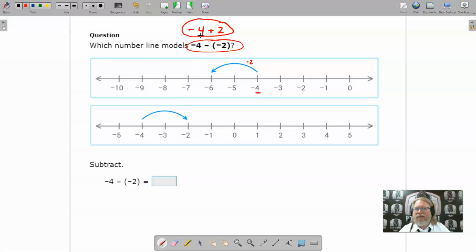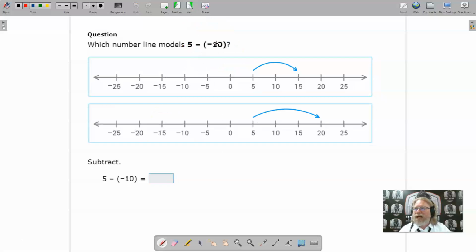So we're starting at negative 4. Add means go to the right, so we're going to move to the right. Here we have negative 4, we're moving to the right, and we land at negative 2. So the sum of negative 4 and 2 is negative 2. Or we could say the difference, because here it's subtraction, the difference between negative 4 and negative 2 is, in this case, negative 2.